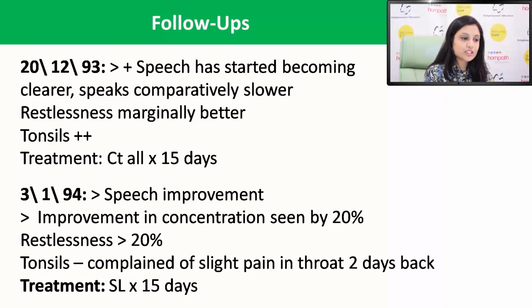After that, the next follow-up showed more improvement in speech. Improvement in concentration now started by 20%, which is good. Restlessness was better by 20%. However, the child complained of slight pain in the throat 2 days back. Okay. On examination, tonsils were still enlarged. However, there were no pus pockets. So again, the prescription was repeated for 15 days.